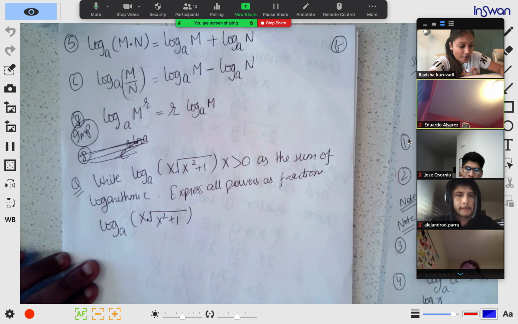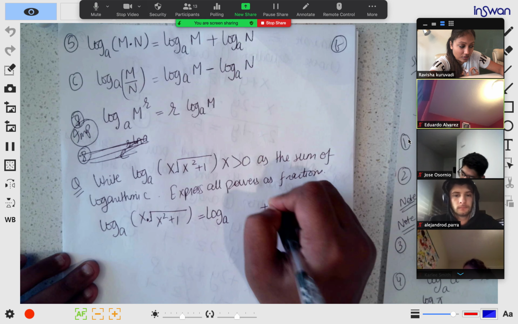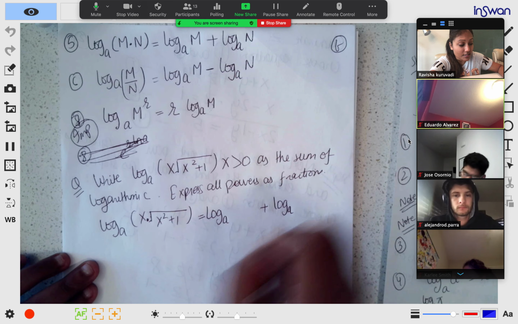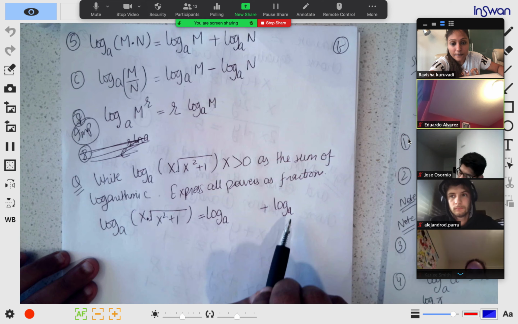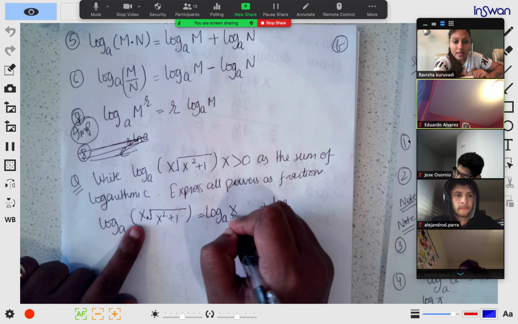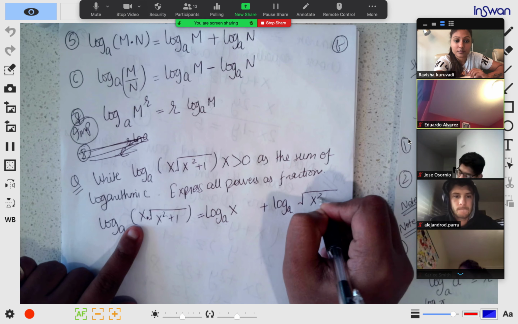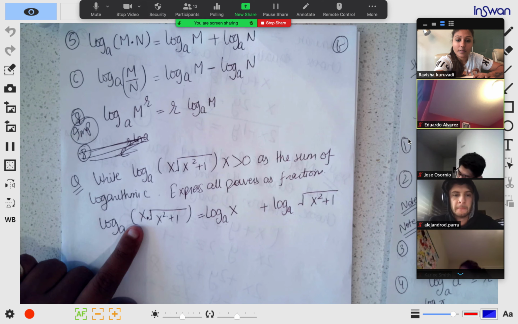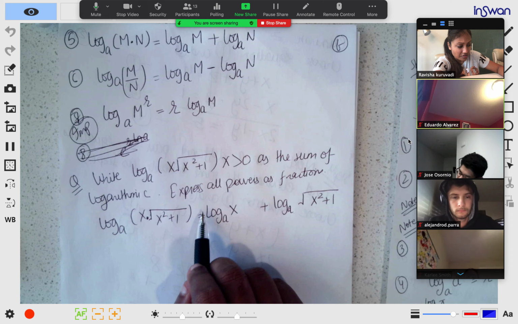Since they are multiplying each other, I can change it into addition. I know multiplication changes into addition with the same base. Since my base here was a, I will have my base here also as a. And it becomes log a of the first term and log a of the second term. I cannot do anything about the first one. This is already expanded.